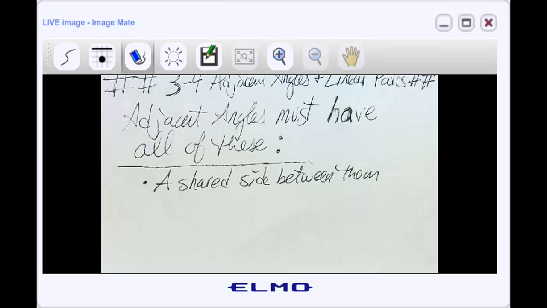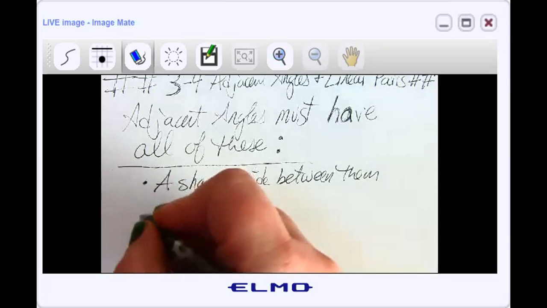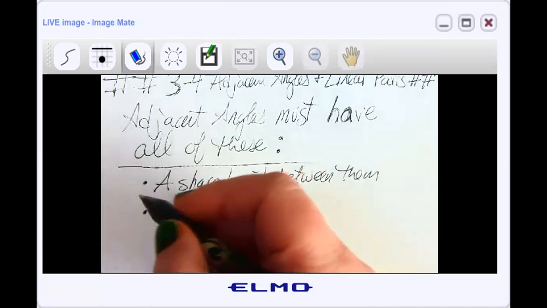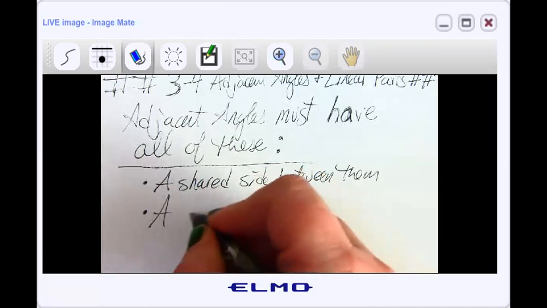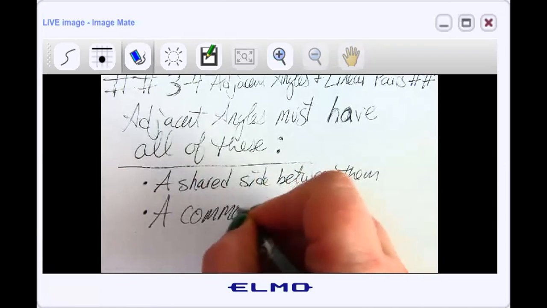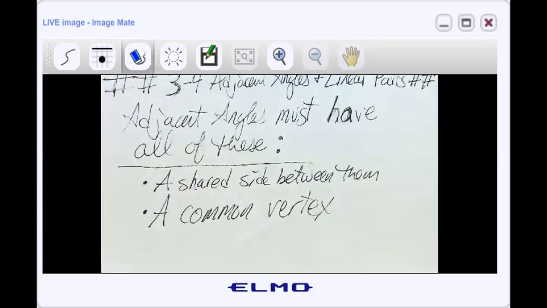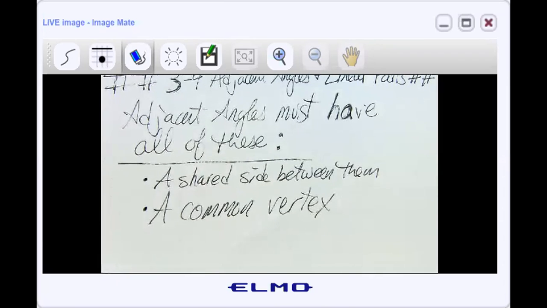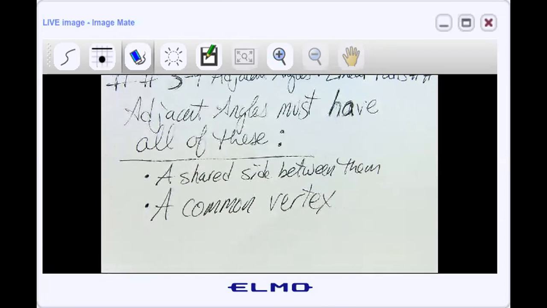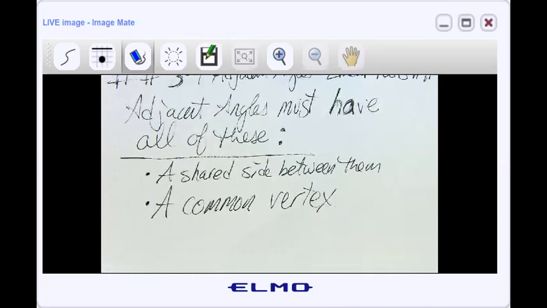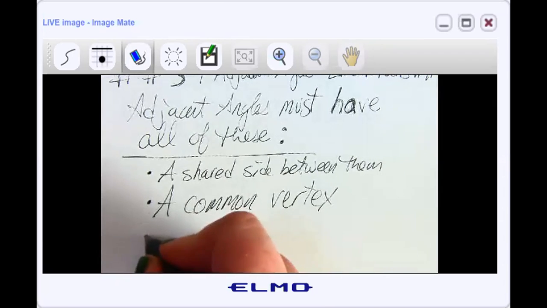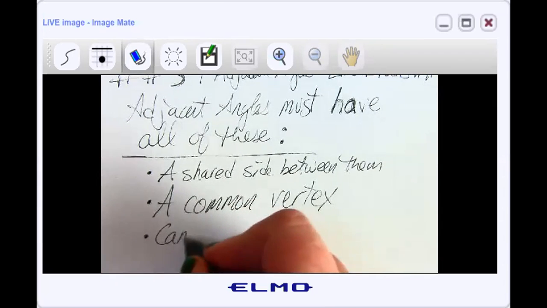Okay, the next thing I need for adjacent angles, they have to have a common vertex. So both angles must share the same vertex. If they don't, they can't be adjacent, right? It's just that easy. It has to be all three of these. So if any one of these is missing, they're not adjacent, okay? And then the last thing is that they cannot overlap each other.